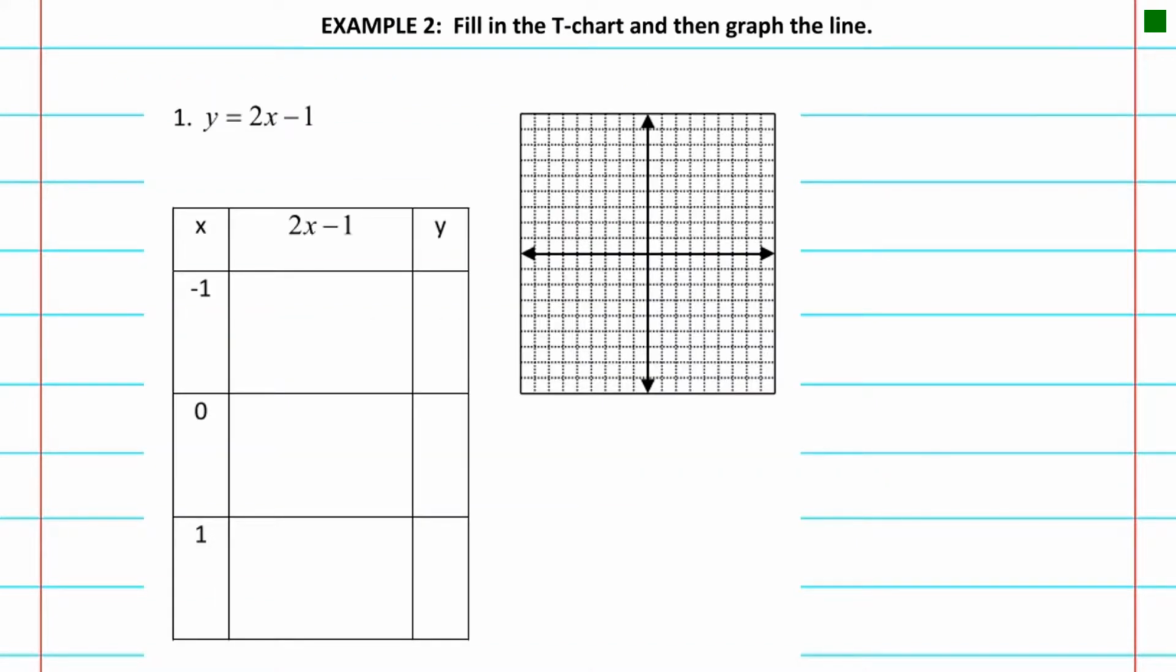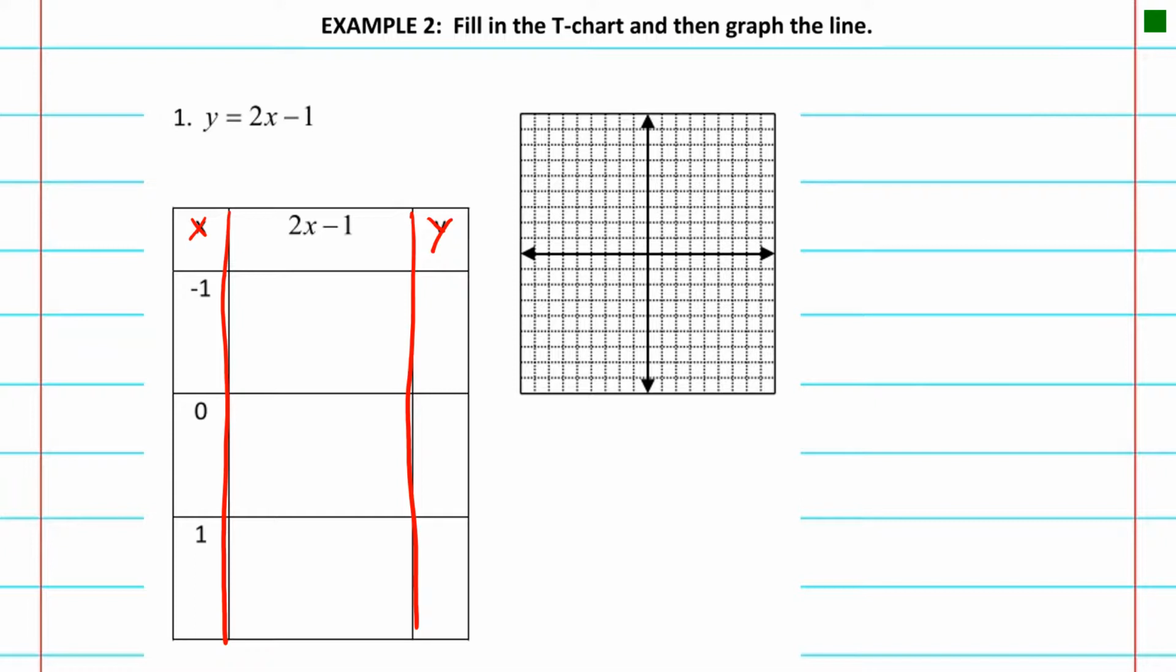All right, moving on to how to fill in a t-chart. So the first equation is y equals 2x minus 1. So go ahead and copy that down. And then what you're going to do is make a t-chart. And we're going to actually leave a middle column for the function. So we're going to put x, and then we're going to draw a line. We're going to write 2x minus 1, draw another line, and then put our y. And then we're going to start filling that in, okay? So go ahead and do that on your paper.